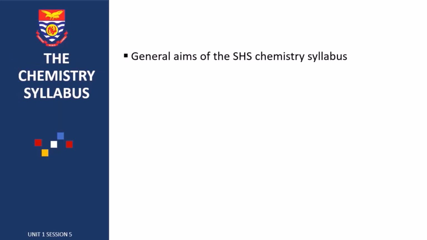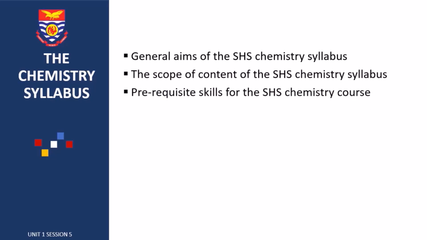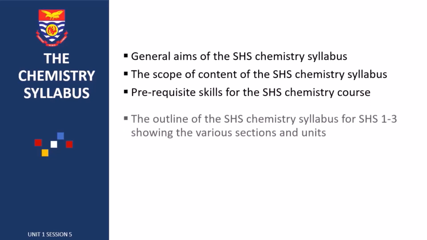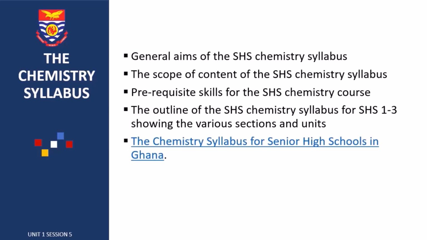A look at the chemistry syllabus. We'll be looking at various areas in it. The first is the general aims. Then we look at the scope of content of the SHS chemistry syllabus. Then the prerequisite skills for the SHS chemistry course. We'll then look at the outline of the SHS chemistry syllabus for SHS 1 to 3, showing the various sections and units. All these are in the chemistry syllabus for senior high schools in Ghana.